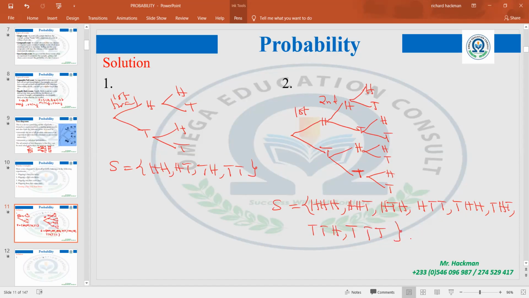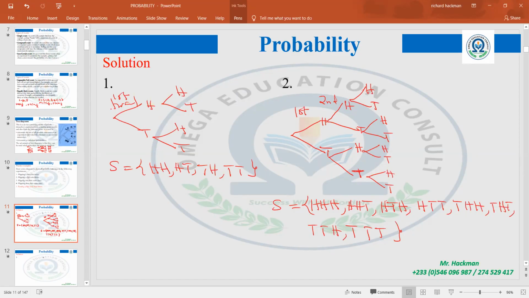Have you exhausted the outcomes? Let's see. 1, 2 for each of them. So 8. All right. So you can see that what we have here is the same as using the table. Remember, we used the table to generate the sample space for this situation as well. So that will be it.